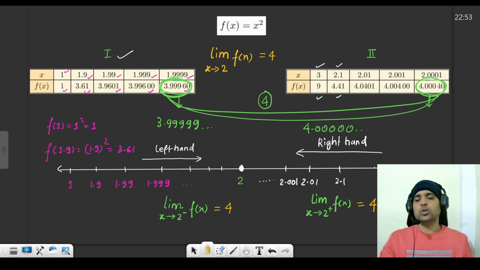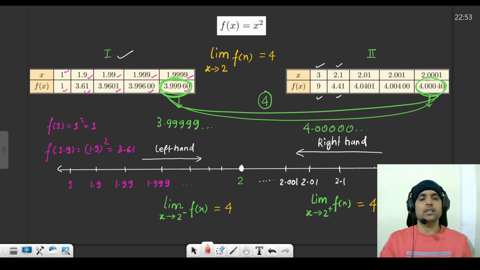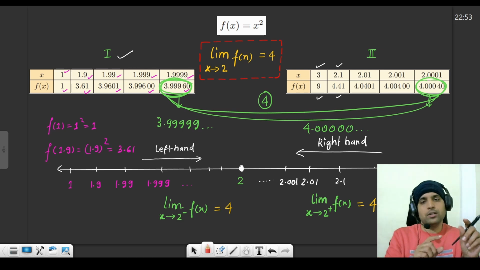Got it? So what is the whole picture here? The whole picture, in simple words, is that limit means where the function is reaching when the value of x is reaching somewhere. What is the behavior of that function when x is at this particular point, from the left hand side and from the right hand side?